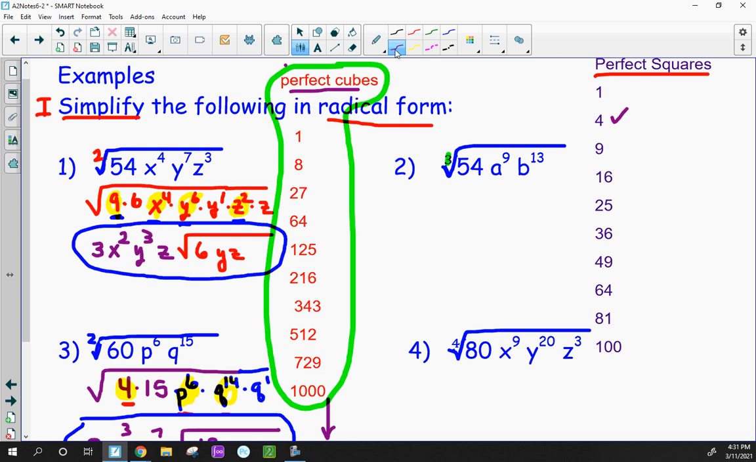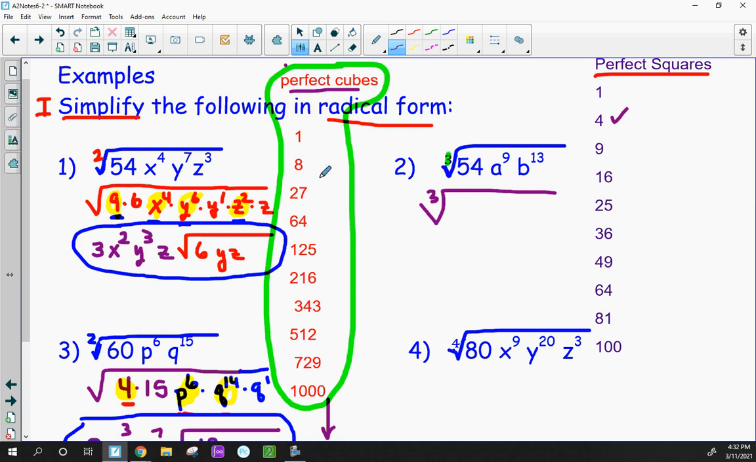You, of course, are going to do the same game plan. You're going to look for 54 in this list. I do not see 54 in the list, meaning there's no whole number times itself 3 times that gives you 54 back. You're going to drop the cube root symbol down. You're going to start with 8. You're going to divide 54 by 8. And it does not work.